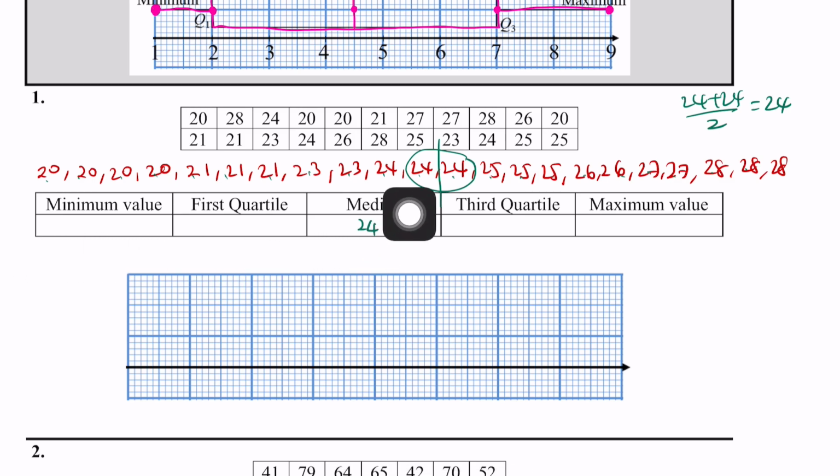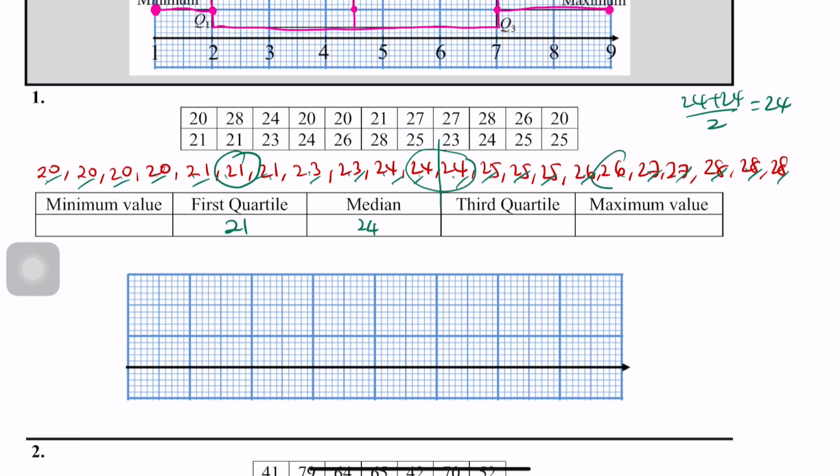So first quartile: the lower 11, so 1, 2, 3, 4, 5. So this is the middle one. So 21. So the same thing over here for the upper half: 1, 2, 3, 4, 5. So this is the middle one. So that is third quartile. So maximum value is 28. Minimum value of the data is 20.